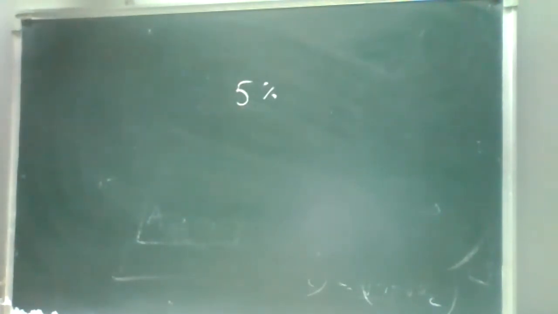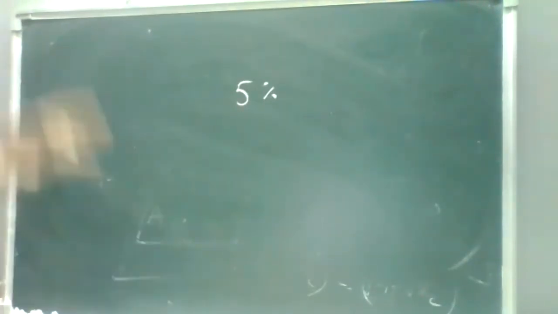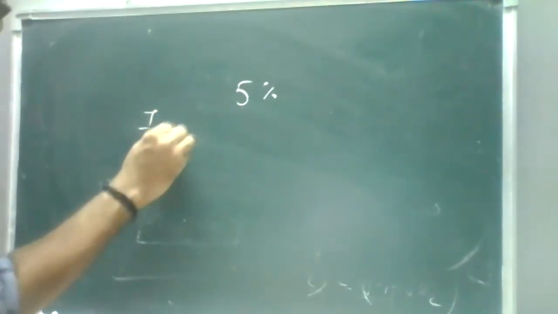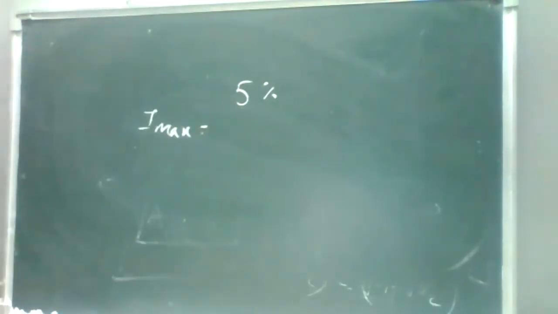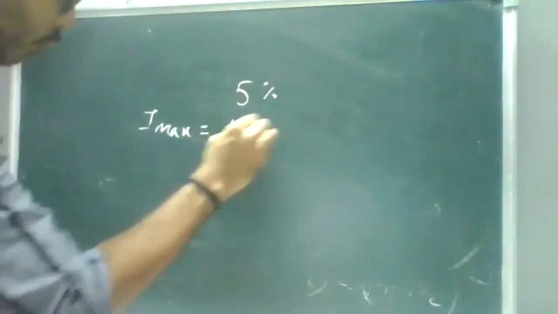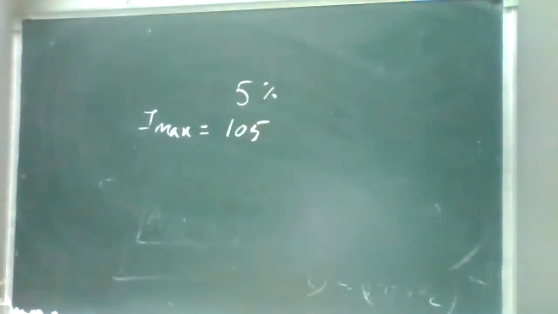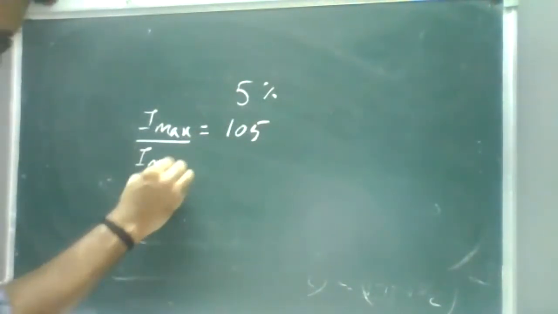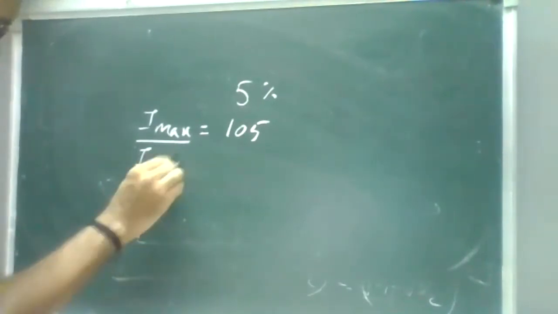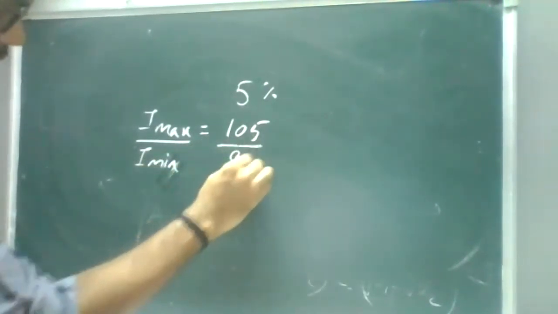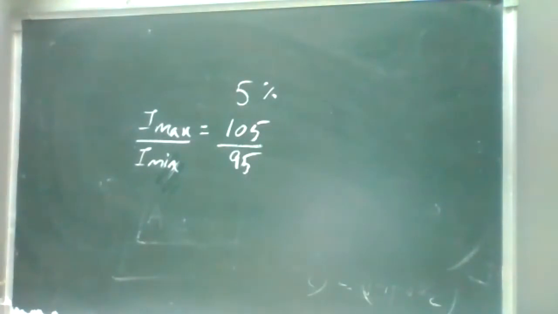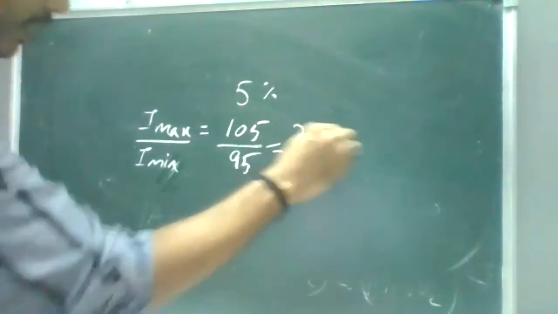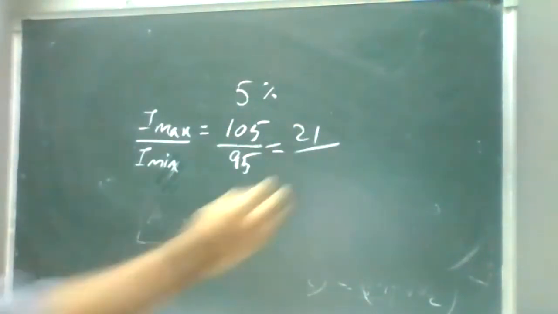So that means they have given the variation in intensity, which is 5%. When we are discussing the intensity maximum, it is 100% plus 5%, so it is 105. When we are discussing the minimum, it is 100 minus 5%, so it is 95. So I max and I min are 105 and 95. Now when you take the ratio, the common factor cancels out. It is 21 by 19.